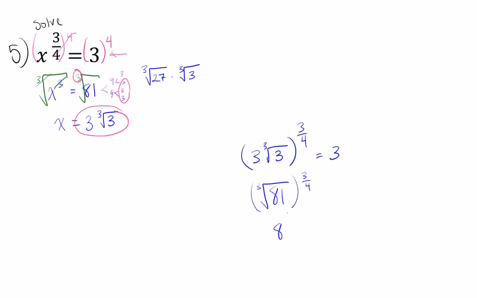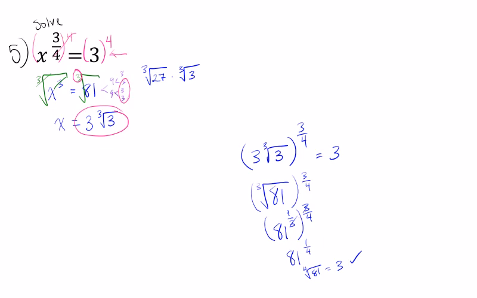And remember, the cube root of 81 is the same as 81 to the 1/3 power. So here we can multiply the exponents. 1/3 times 3/4 is 1/4. These cancel out. And 81 to the 1/4 is the same as the 4th root of 81, and that does equal 3. So it checks out.